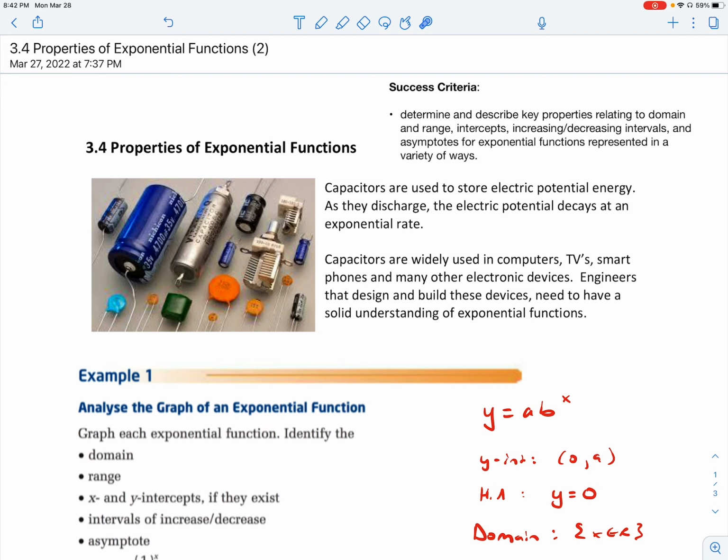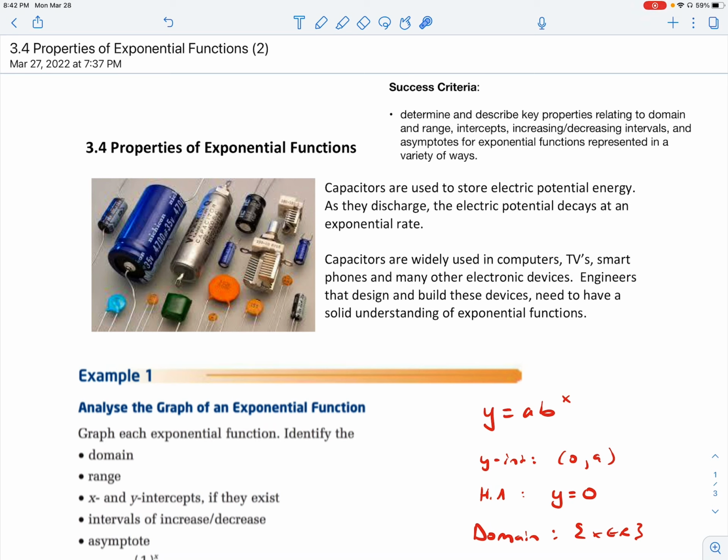I can determine and describe key properties relating to domain and range, intercepts, increasing/decreasing intervals, and asymptotes for exponential functions represented in a variety of ways. So the variety of ways means it could be in the form of a table, a graph, or an equation.